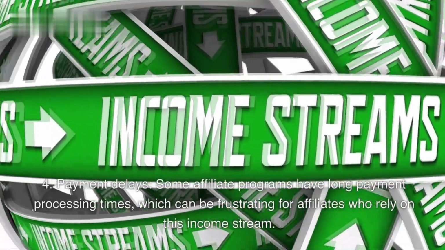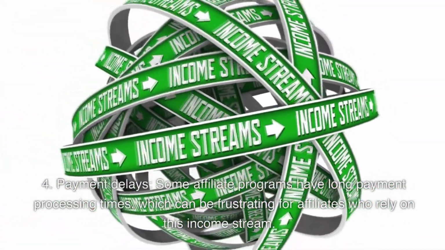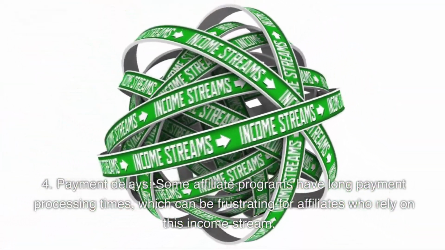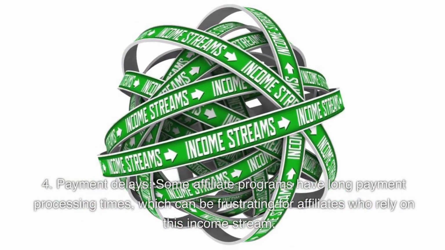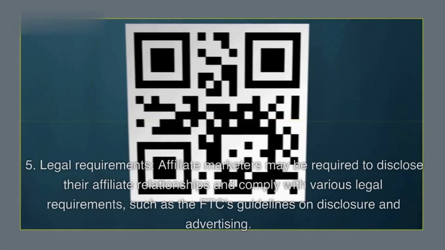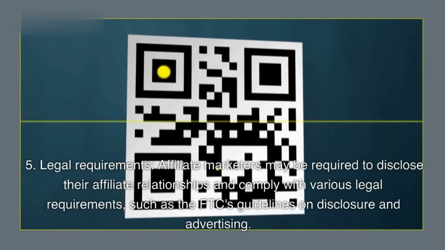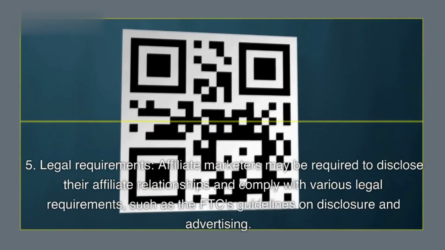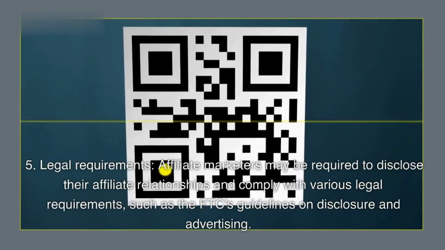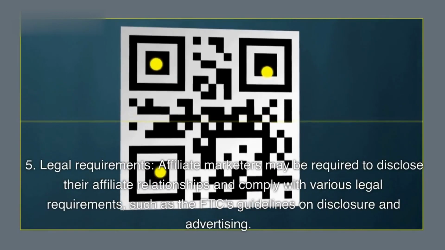4. Payment delays. Some affiliate programs have long payment processing times, which can be frustrating for affiliates who rely on this income stream. 5. Legal requirements. Affiliate marketers may be required to disclose their affiliate relationships and comply with various legal requirements, such as the FTC's guidelines on disclosure and advertising.